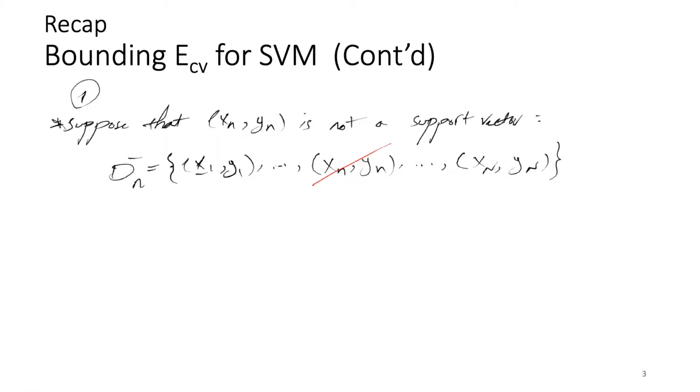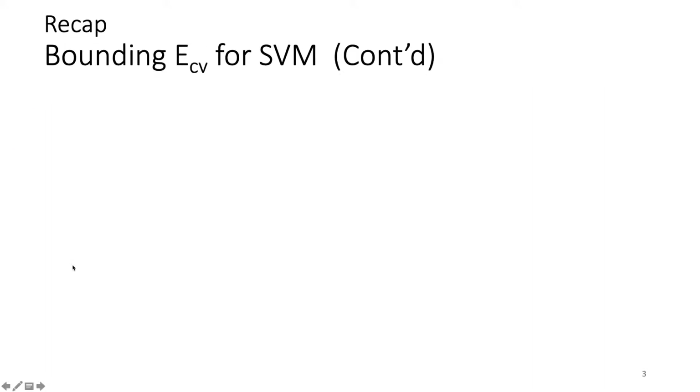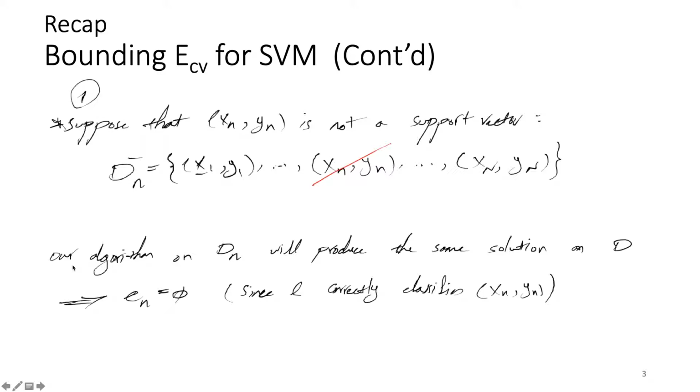We mentioned 2 cases. The first case was, we suppose xn and yn we chose is not a support vector. So those 4 points here, x4, x5, x7, and x6. And we talked about that since the classification is done without any error, so D minus n, which was the data set containing all the points excluding that point which was not a support vector, en would be 0 as well, right?